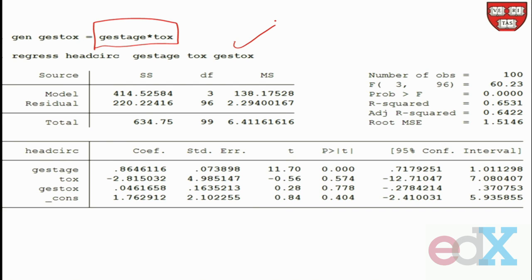And lo and behold, what happens? All of a sudden, toxemia is not important. The gestational age toxemia product is not important. The only thing that's left important is gestational age. So we've brought in another variable that has knocked out toxemia as being of importance. Not only that, look at the R-squared. It's 0.64. You know what happens usually when you bring in another variable? You should be explaining things better. The more variables you bring in, the better the explanation you should be providing.